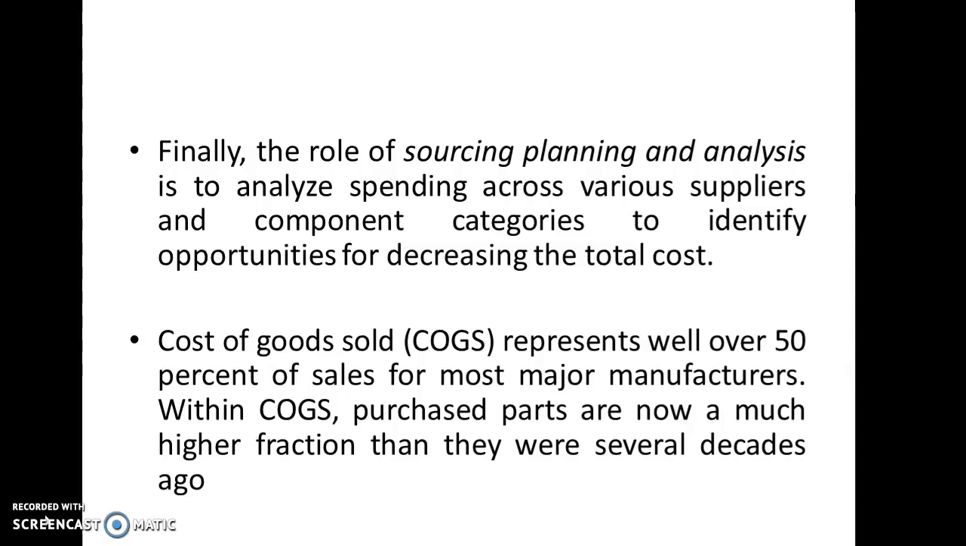Moreover, cost of goods sold represents well over 50% of sales for most major manufacturers. That means the cost of goods covers almost 50% of sales. So within this cost of goods sold, purchased parts are now a much higher fraction. That is, most of the parts we are receiving from the suppliers. That means the manufacturers are getting the parts from the suppliers, and of course they need to pay for supplies also. That is what is happening in these decades.